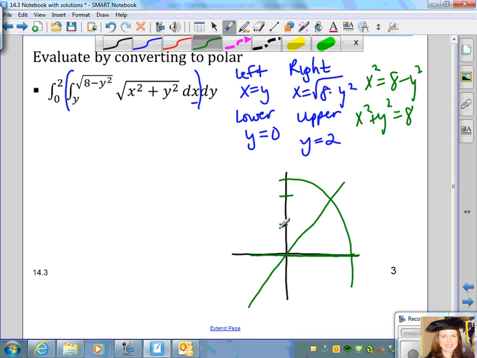So we want to find the region that is bound by all of those. The left side of the region is x equals y. That's going to be our left side. The right side of the region is this part of the circle. The lower part of the region is y equals 0, and the upper part is y equals 2. That's in fact where they intersect. Right, so now that we've determined our region, we want to then convert this to polar and determine the bounds for r and the bounds for theta.